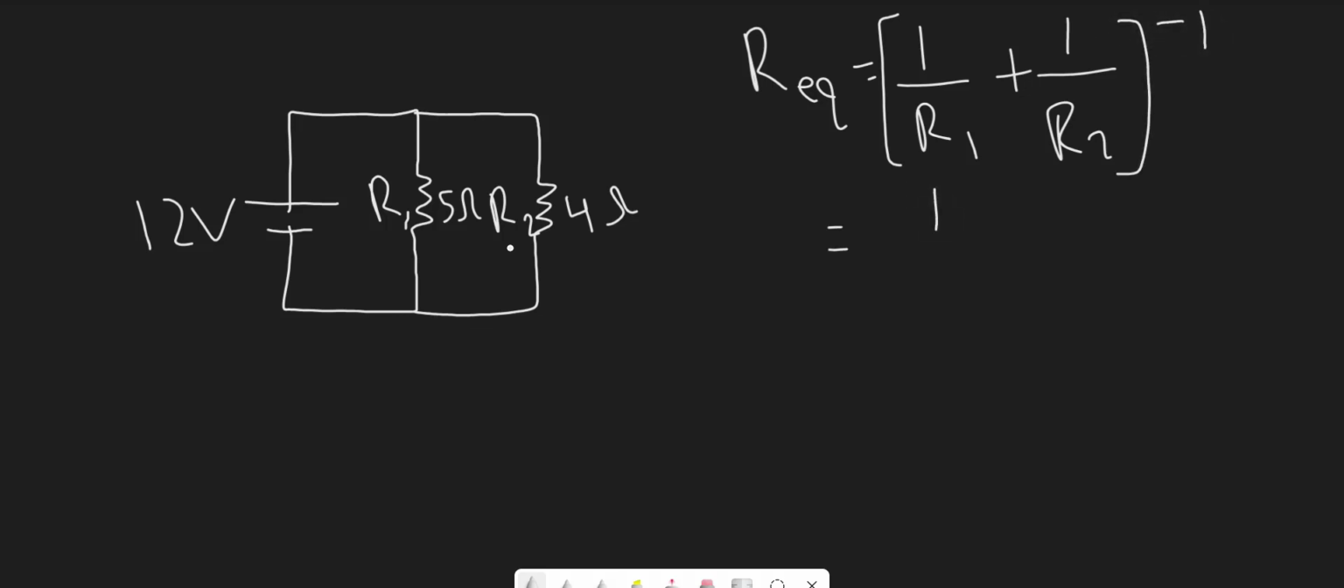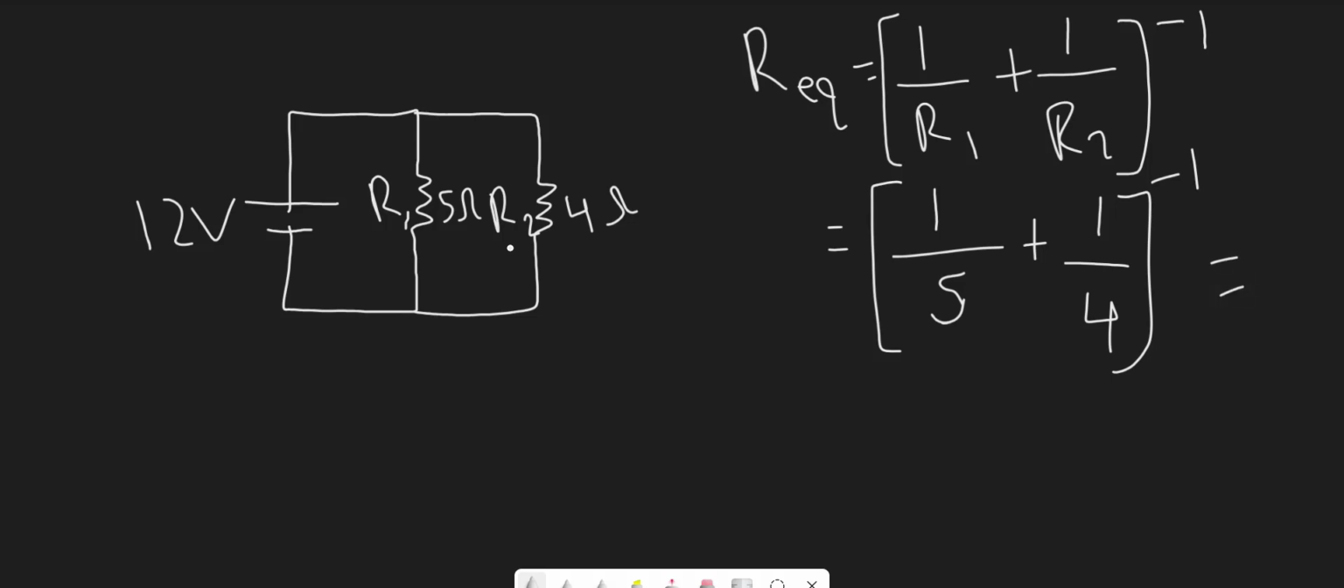So that would be 1 over 5 plus 1 over 4, and then take the inverse of that, and that will be your equivalent resistance, which you should get 20 over 9 according to my calculator, which comes out to just 2.22 repeating. So this is the equivalent resistance for these two resistor values. It represents basically the same value, just more concise.